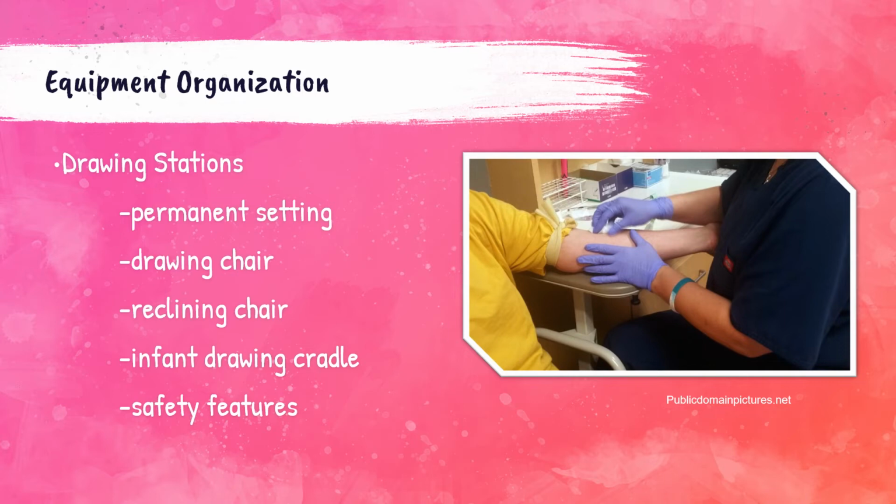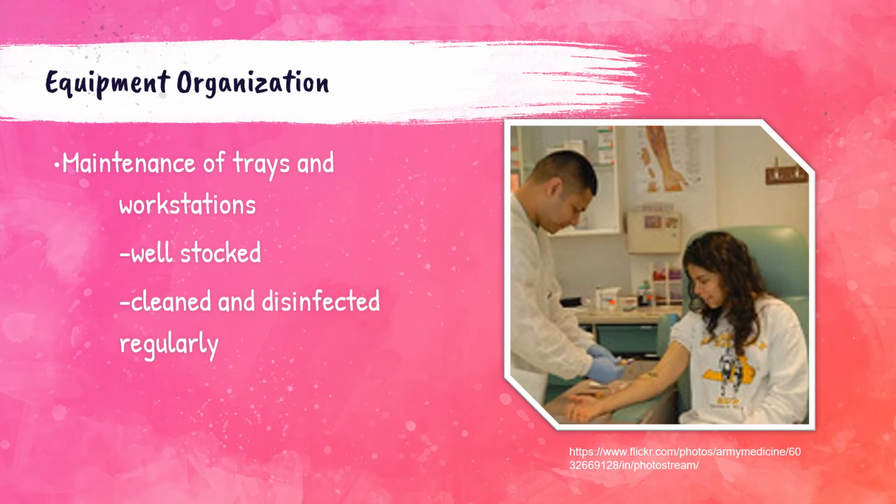So normally outpatient draw stations have regular drawing chairs. They have an arm that comes across the patient that prevents falls from the patient in case that they faint. So this chair on the right-hand side of this slide shows just a normal outpatient draw station with a regular drawing chair. It's very important that all trays, workstations, and phlebotomy equipment must be well stocked, clean, and disinfected regularly.